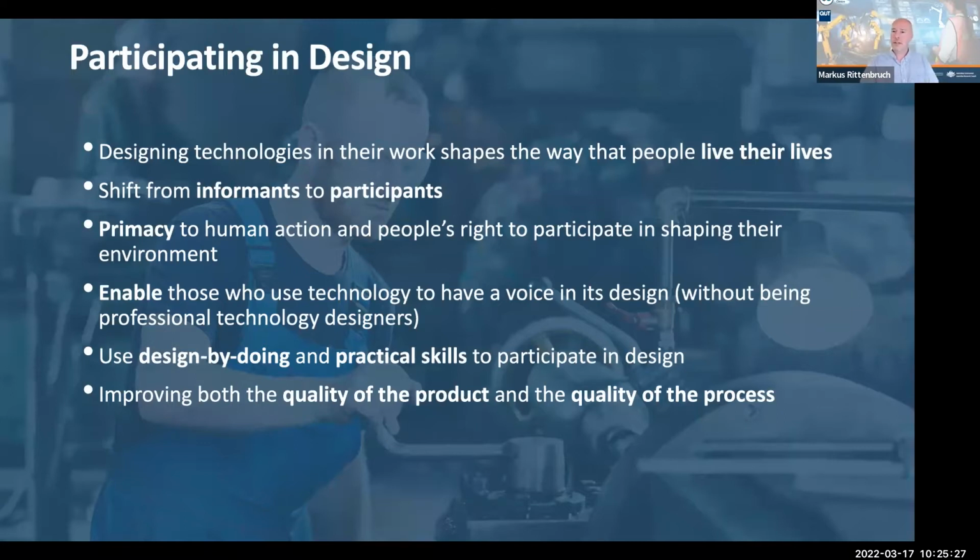So it's actually connecting with people where their skills lie. It's not an abstract process, it's a very hands-on process. And again, the focus is on improving both the quality of the product and the quality of the process as well. So actually understanding not just an individual machine, but also the overall operation and how it ties in.